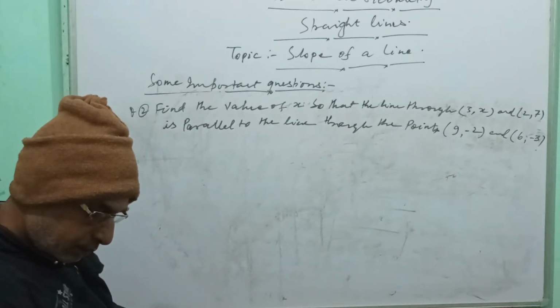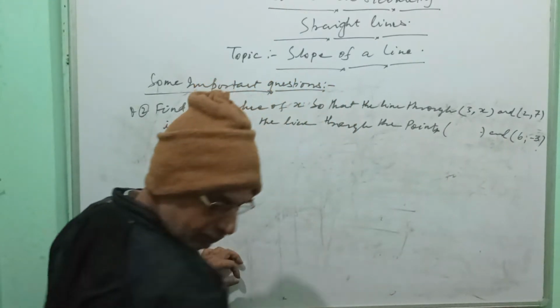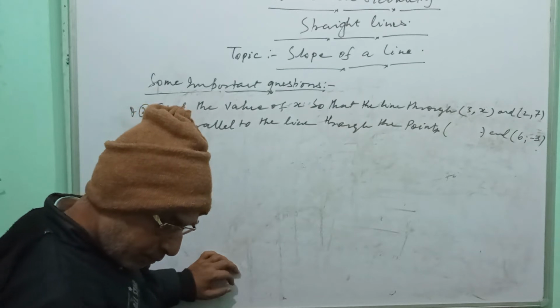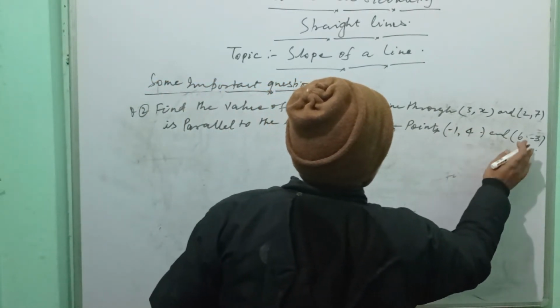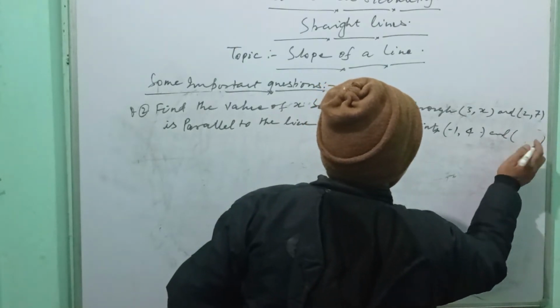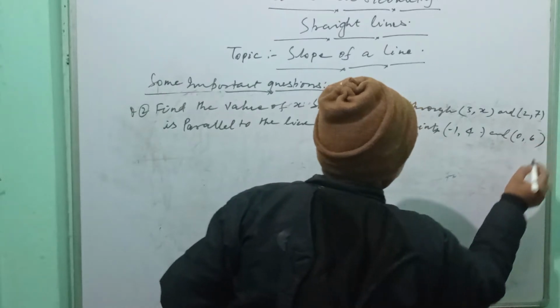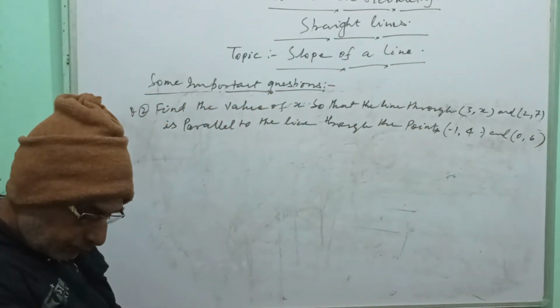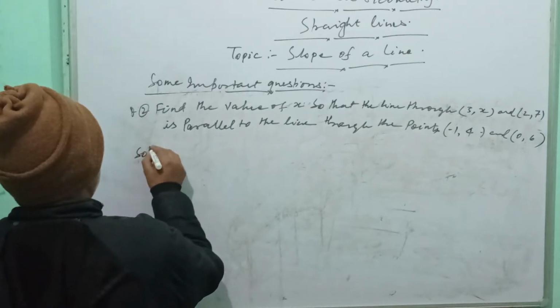Two 7 parallel to the line. Minus 1 4, minus 1 4 and 0 6. Now we solve this question.